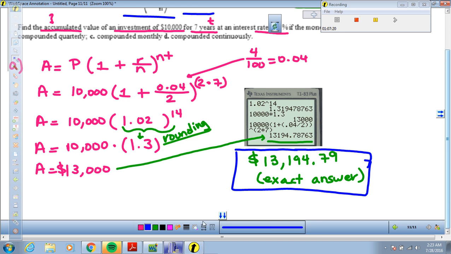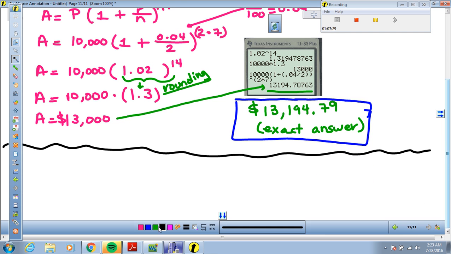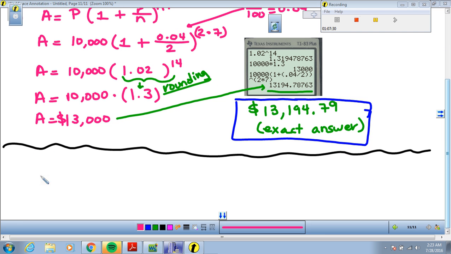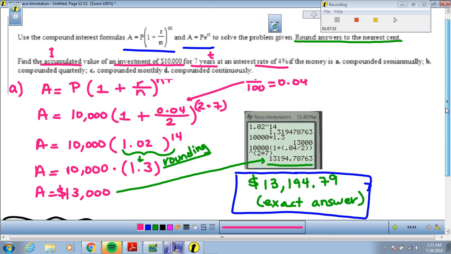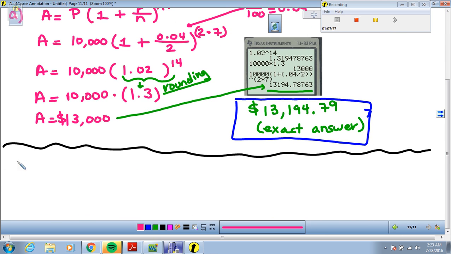Okay. So in the next problems, what we're going to do is learn to do the setup, but then we're going to use the calculator so that we can practice how to use it. So that was part A. Part B says compounded quarterly. So compounded quarterly, we're still going to use the same formula.